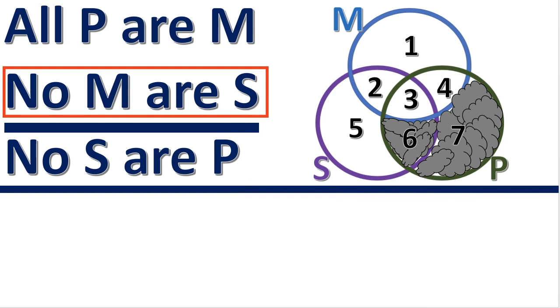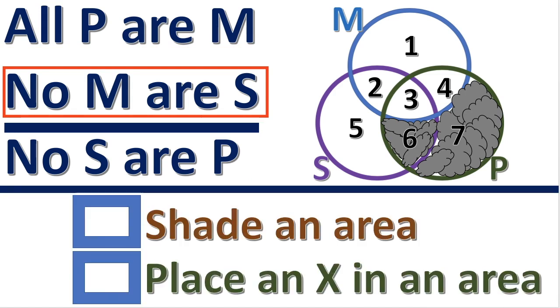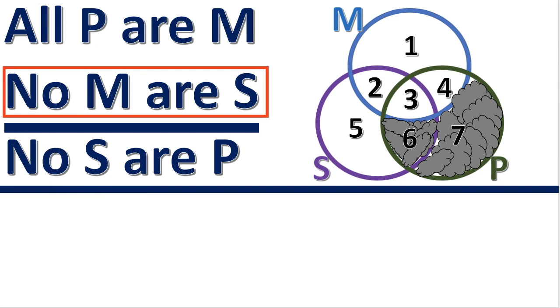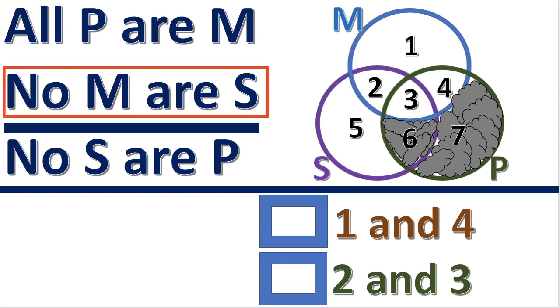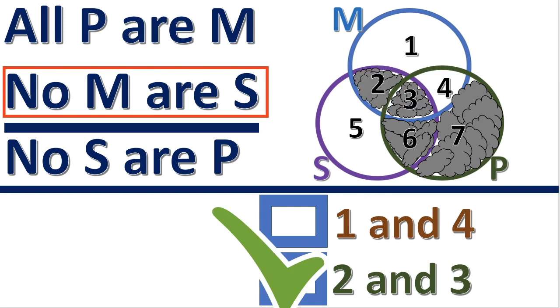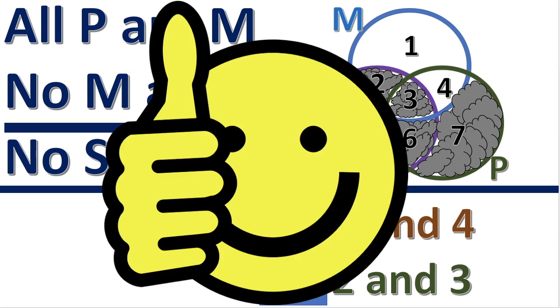What must you do to diagram the minor premise? Press pause if you need to. The answer will appear in 3, 2, 1. Ding! You must shade an area. And what area must be shaded? The answer in 3, 2, 1. Ding! These areas are to be shaded. Congratulations! The syllogism is now diagrammed.